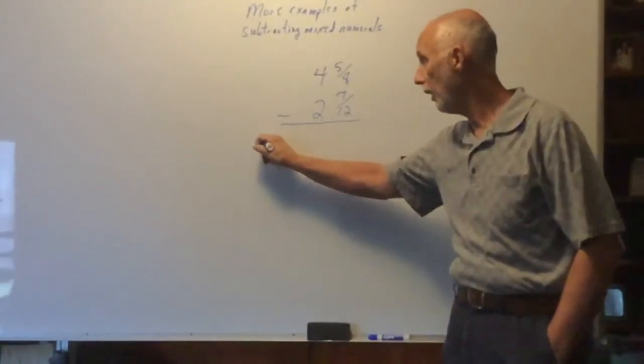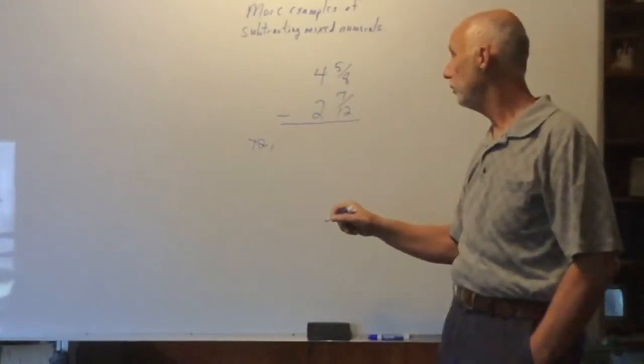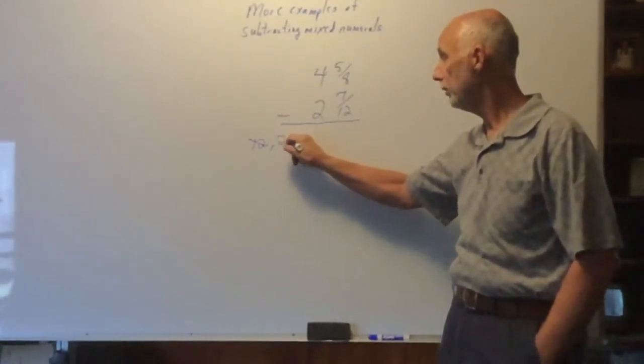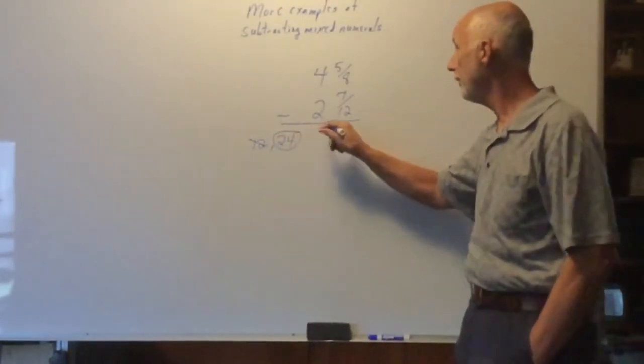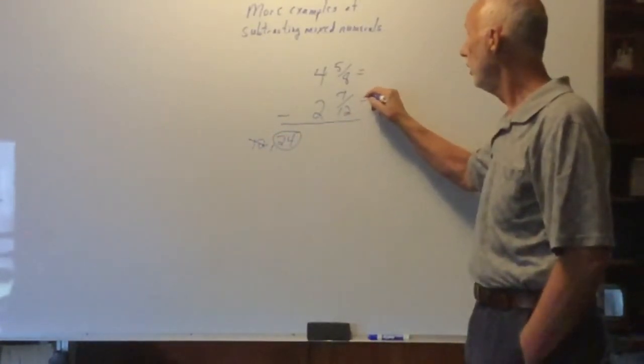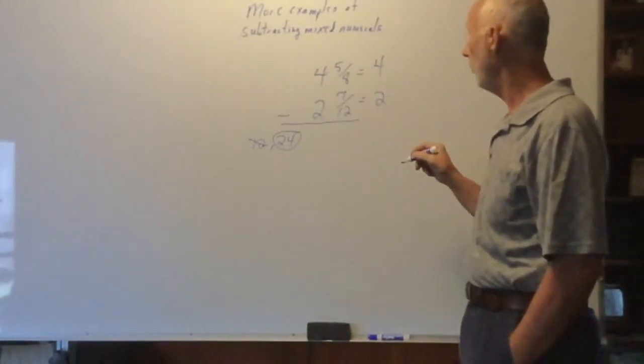12 times 1 is 12. Does 8 go into that? No. 12 times 2 is 24. Does 8 go into that? Yes. Ding, ding, ding. The common denominator is 24. And again, I bring over my whole numbers in case I have to borrow.